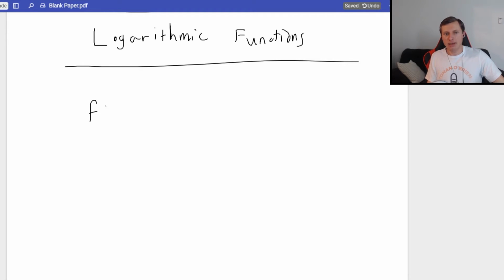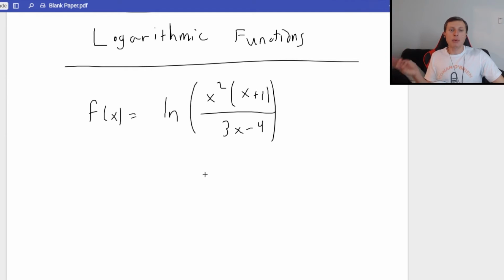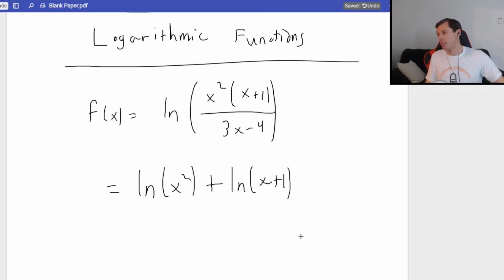Let's say I have f of x is equal to the natural log of x squared times x plus 1, divided by 3x minus 4. How would I break this up into different functions? Well, remember, whenever I have multiplication in a natural log, like in the numerator here, I'm going to break this up into two different logs like so. Natural log of x squared plus the natural log of x plus 1. So remember, multiplication becomes addition for logarithms, and then we can ask ourselves, well, what will the denominator be?